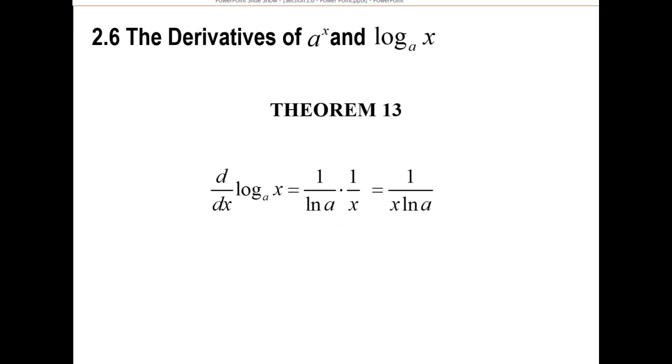All right, our next theorem, the derivative with respect to x of log base a of x. So if this was natural log of x, the derivative was just 1 over x. So for a different base, log base a, it's 1 over the natural log of a times the 1 over x. Or in other words, 1 over x, but also multiplied on that bottom is the natural log of this base number.